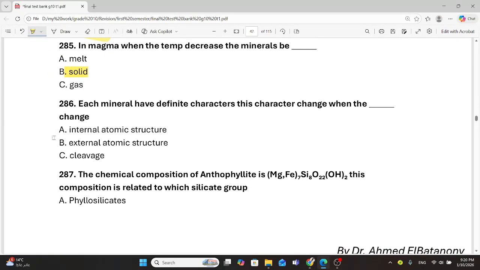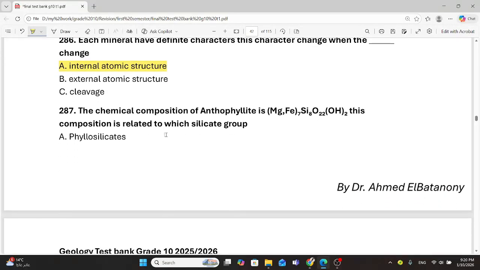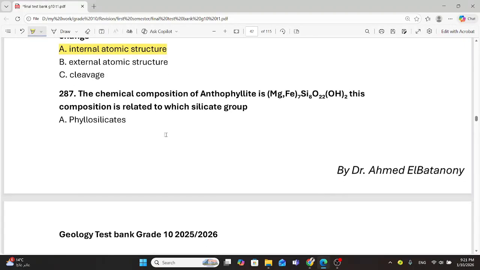Each mineral has a definite characteristic. This characteristic changes when the external or interior atomic structure changes, or the luster? Of course, the interior atomic structure. Then the chemical composition of anthracite is fine.